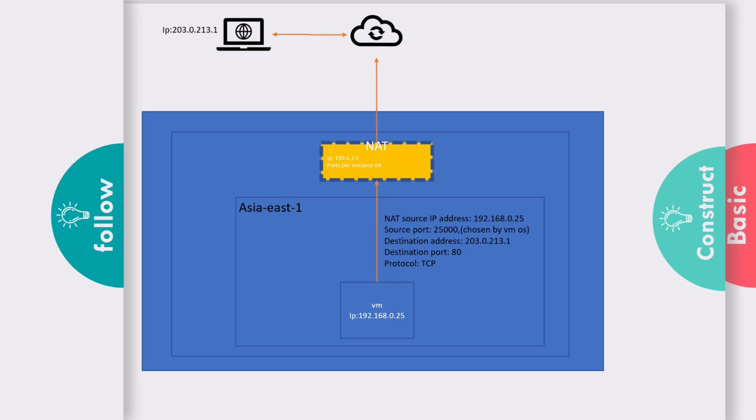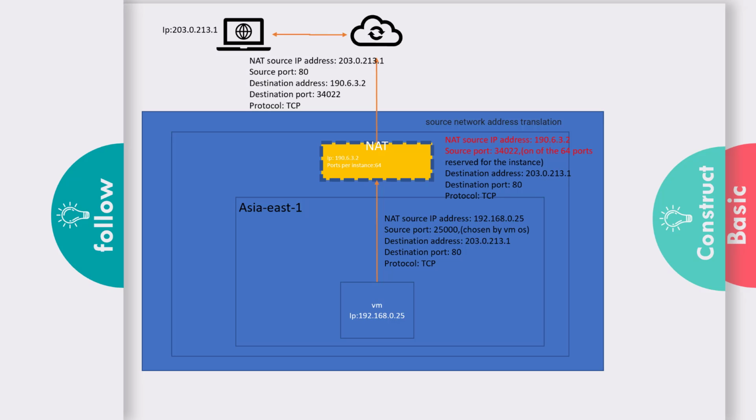After this packet reaches the NAT gateway, the NAT gateway does a source network address translation. It changes the source IP address and the source port. The source IP address changes to the IP address of the NAT, and the source port is one of the 64 ports assigned to that particular virtual machine. The rest remain the same.